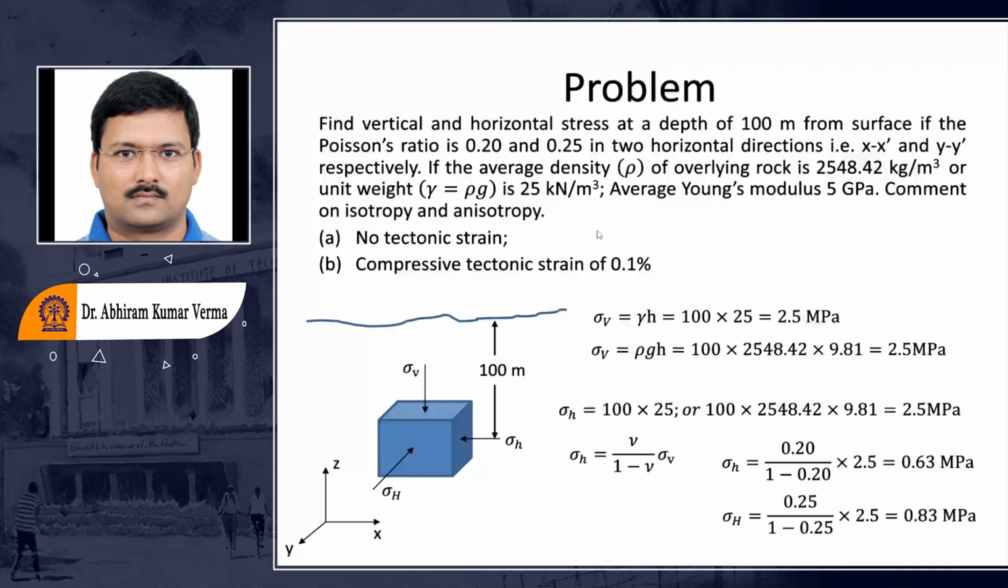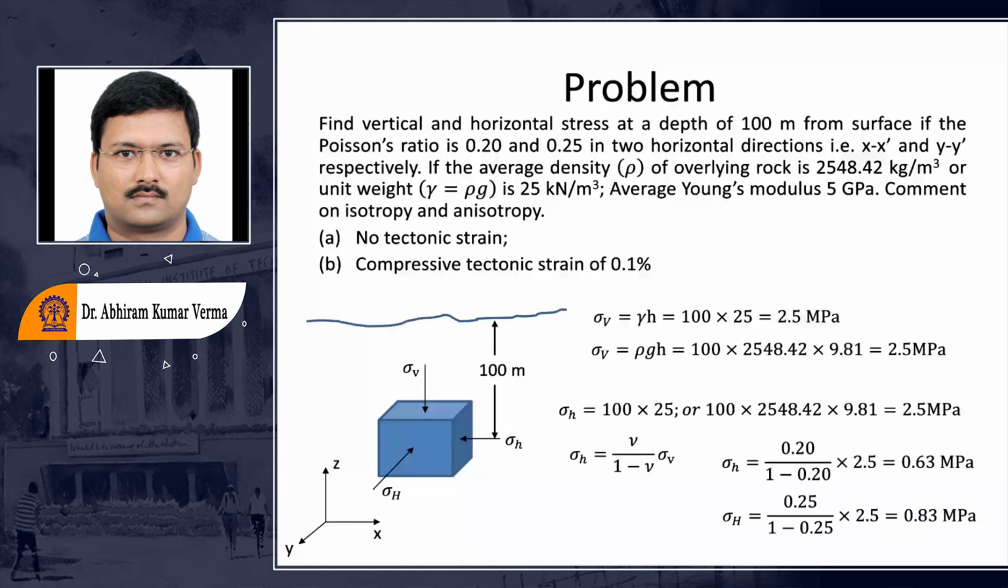Okay. So as I told you, we can follow sigma v is equal to this, and sigma small h will depend upon this one. We have sigma small h as 0.63 megapascal and sigma capital H as 0.83 megapascal. So you can see that it is not isotropic, it is anisotropic conditions that we have.